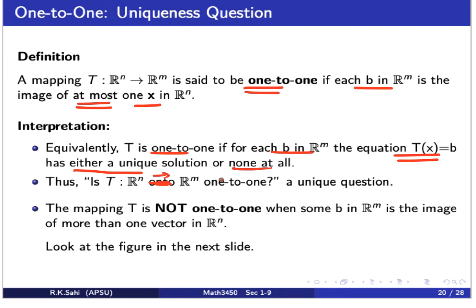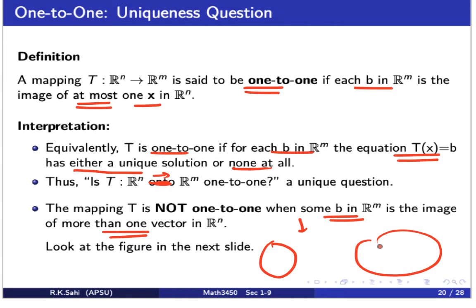This mapping T will not be one-to-one when there is some b in Rm which is the image of more than one vector in Rn. Now, what does that mean? Remember, we had that nice little graph where we had a little smiley face going to 2 here, and a 1 going to a star.